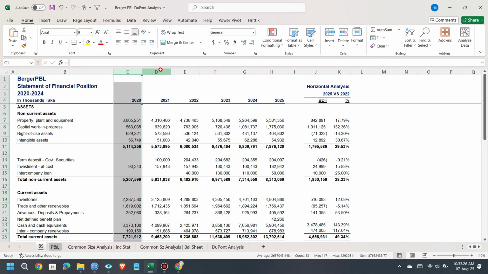So the very first step you should take is to take the financial data properly into your Excel sheet from the financial statements of the company and then conduct this analysis.